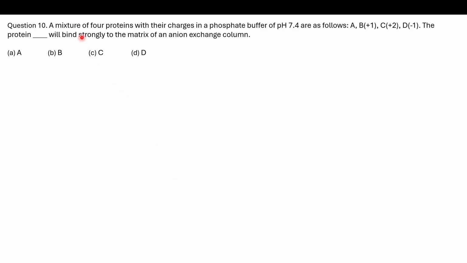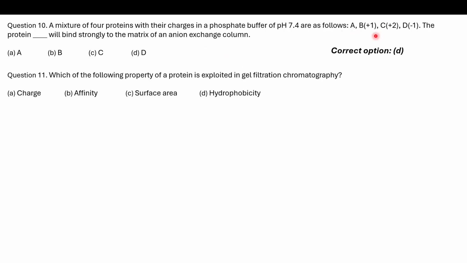Okay. Now, a mixture of four proteins with their charges in buffer of 7.4 are as follows. Okay. And in case of anion exchange column, if the column is anion exchange column, then the matrix is positively charged, right? So the protein that will bind strongly to the matrix is, yes, okay, the one having the negatively charged residues will bind more strongly.